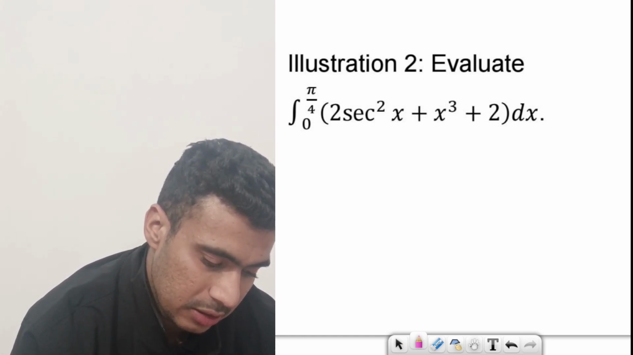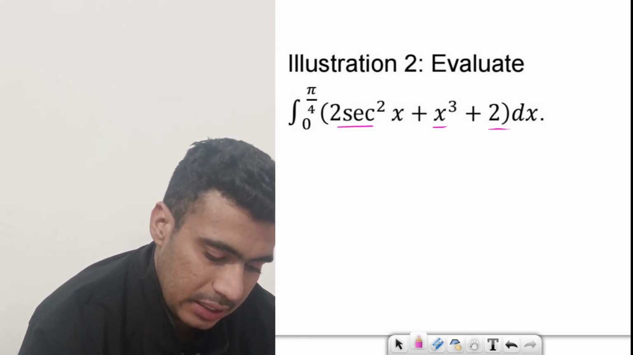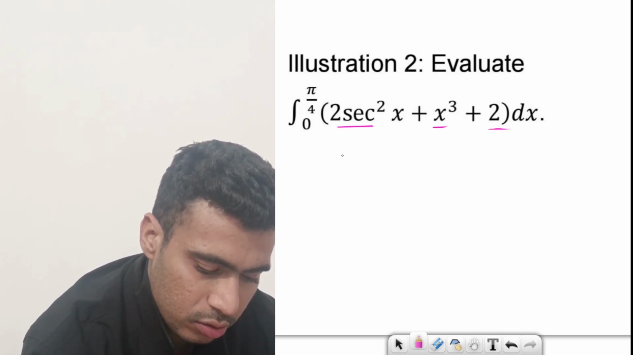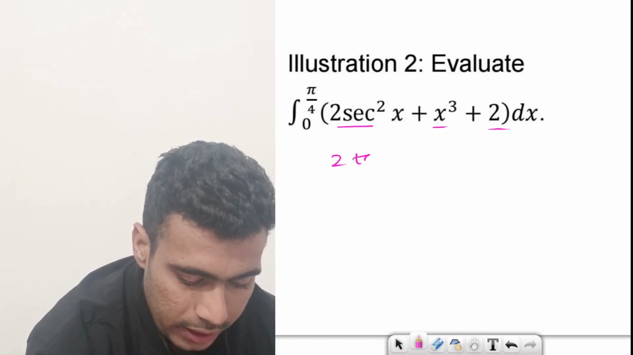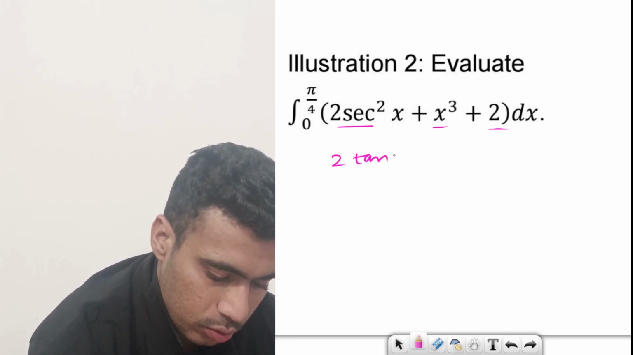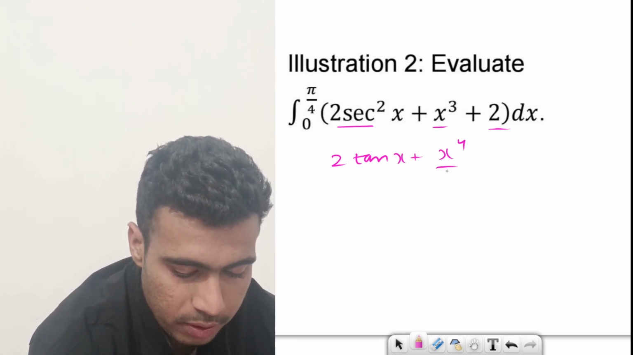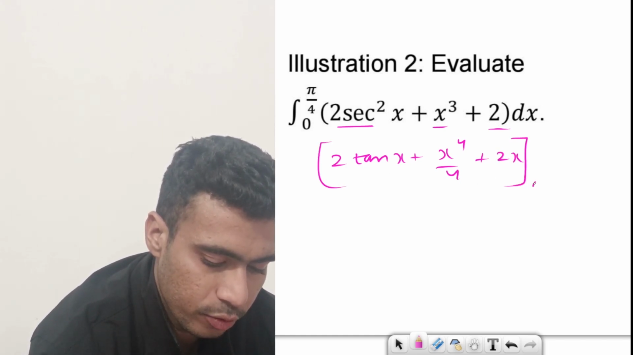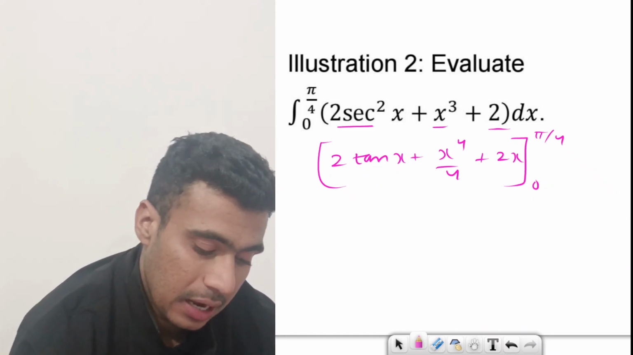So it's about you need to evaluate this. Fine. Try to understand this, like secant square, we know tan x. Here also, I can write directly कि भाई यहाँ 2 tan x आ जाएगा मेरा, और अगर मैं ध्यान से देखूं तो उसके बाद एक अलजेब्रिक एक्सप्रेशन है जिसका मुझे पता है x की पावर 4/4 लिख सकता हूँ, और 2x. तो बड़ा सिंपल सा है, 0 से π/4 बस मुझे लिमिट्स को पुट करना है, and I will definitely be having my answer.